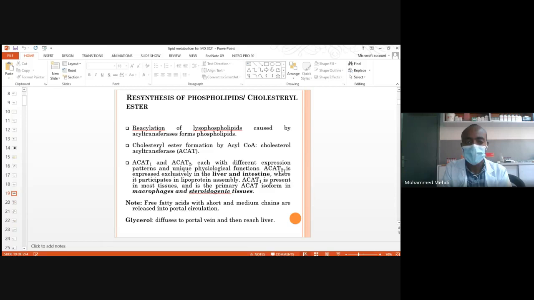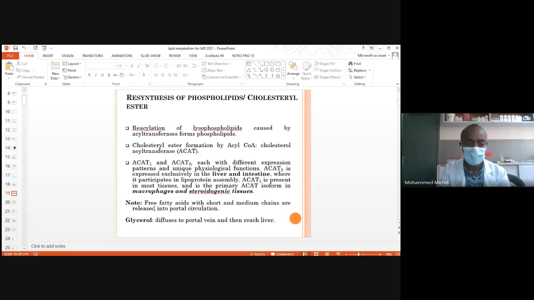Acyl-CoA cholesterol acyltransferase 2 is mainly expressed in the liver and intestine. The other one, acyl-CoA cholesterol acyltransferase 1, is present in most tissues. Most tissues have this enzyme. This isoform is again found in macrophages and the steroidogenic tissues. They contain this enzyme for making cholesterol ester from free cholesterol and fatty acid.